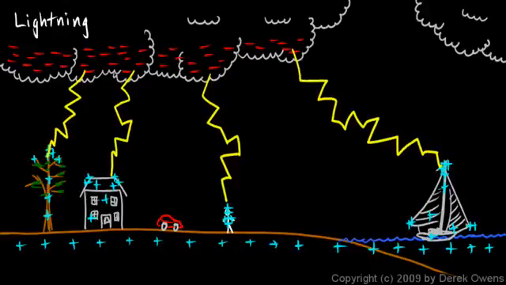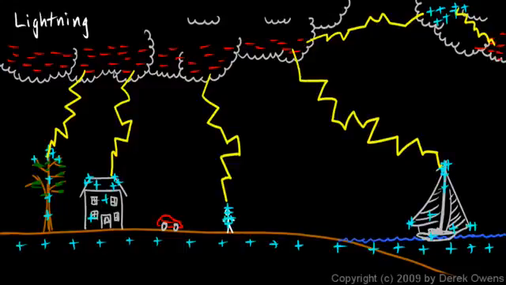And it can also travel from one cloud to another. If there's a positive region on one cloud, say this cloud is polarized this way, the negative charge has built up over here, you could get a lightning strike from one cloud to another. You can also get a lightning strike within a cloud.